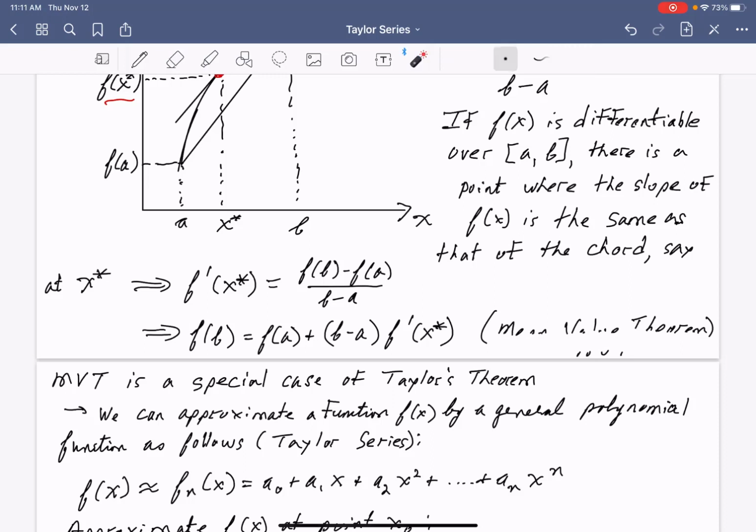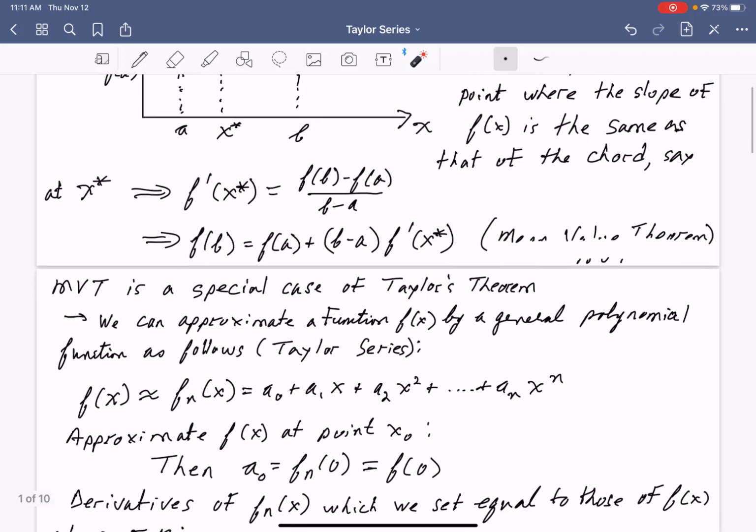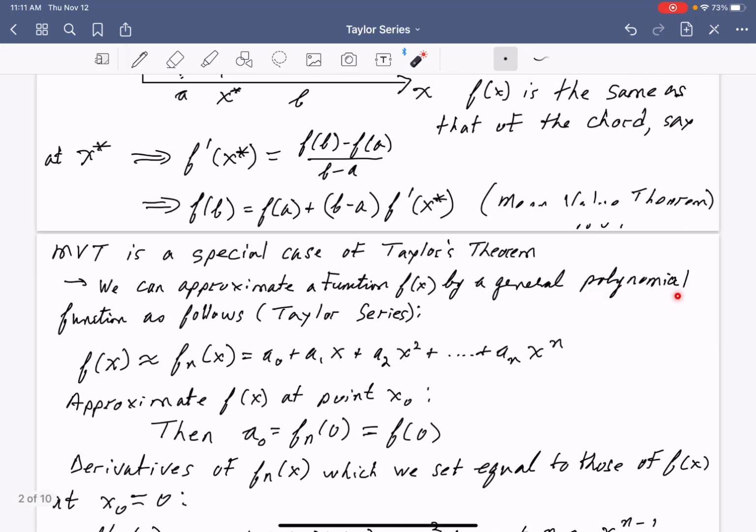And I didn't mean to erase that. The mean value theorem is a special case of Taylor's theorem. And we can approximate any function f of x by a general polynomial function as follows. So we have f of x is approximately equal to the function of x, where we choose a polynomial of degree n. So we get a0 plus a1 x plus a2 x squared plus up to an times x to the n. We denote that by f subscript n of x.